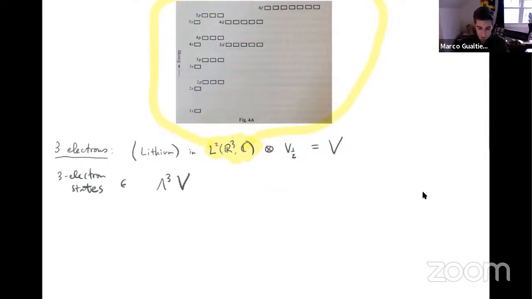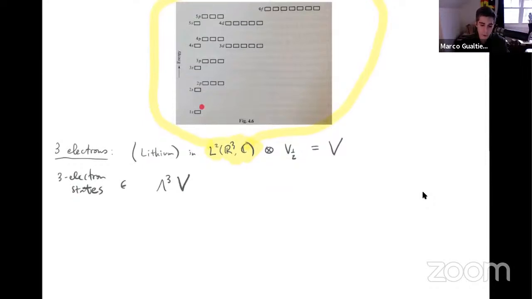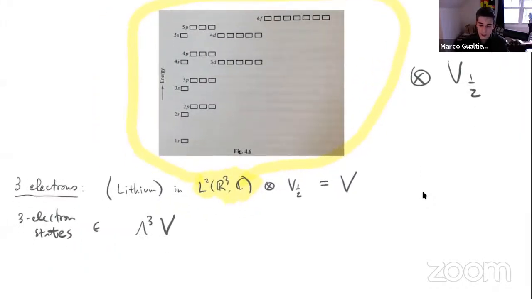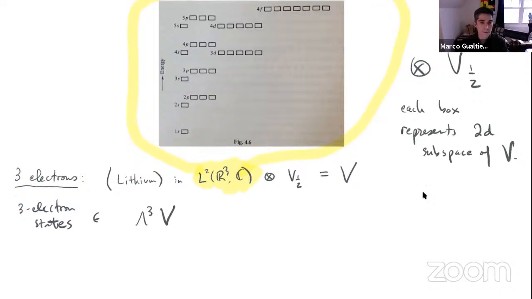So if I'm going to put 3 electrons, the first one is going to go exactly in this state. So I need to take this diagram and tensor it by V1/2. That means that each one of these boxes represents not a one-dimensional space, but a two-dimensional space, because I'm tensoring it with V1/2. So each box represents a 2D subspace of the full tensor product.